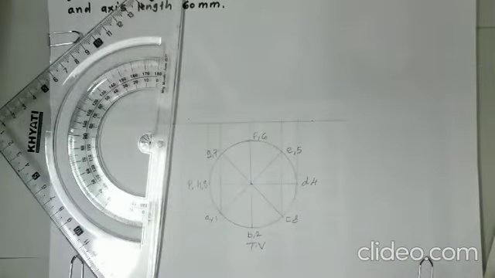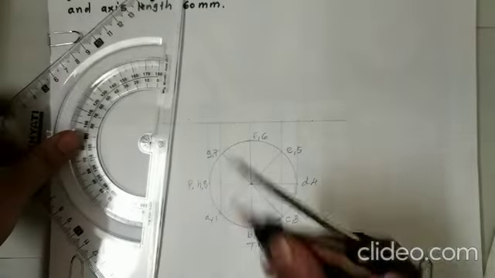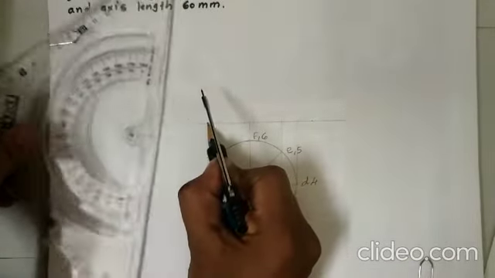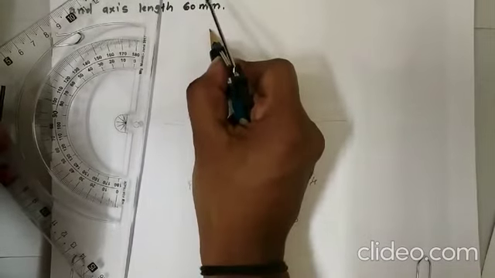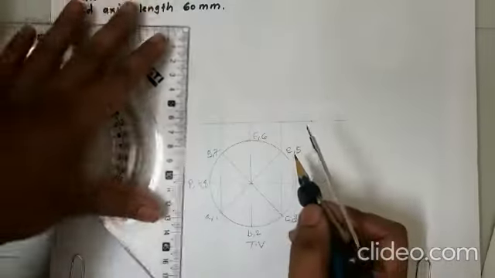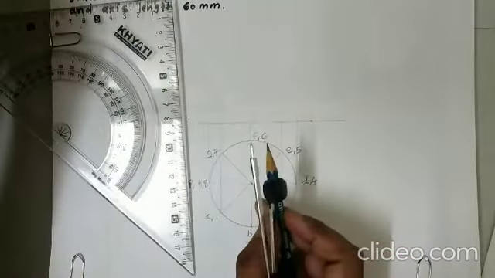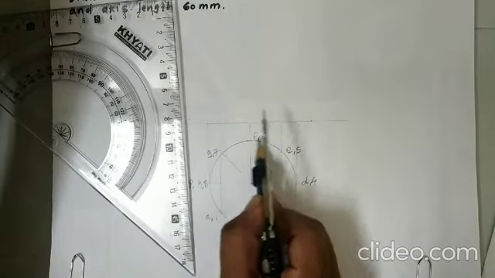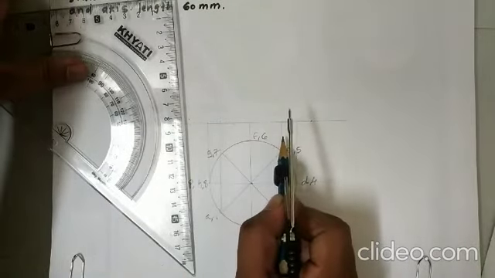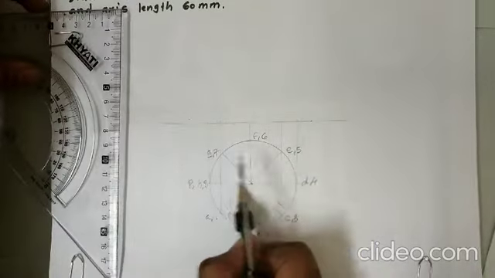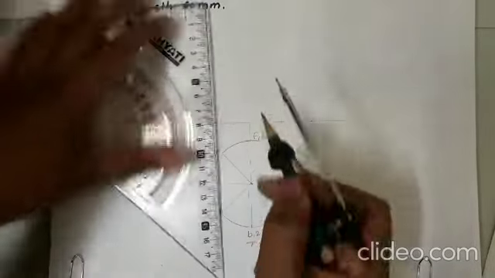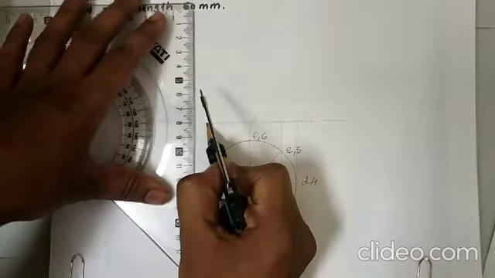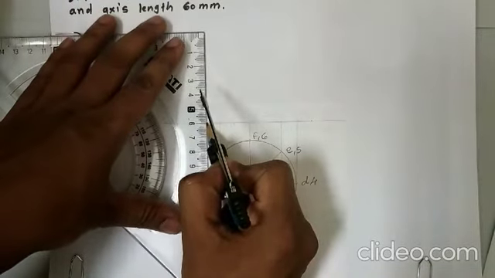Consider this point. From this point we need to draw a line of length 60 mm. Please remember one thing, all these lines are parallel to each other, so this line should be parallel to this, and these vertical lines are parallel to each other. So use this reference point and draw a line of 60 mm length.